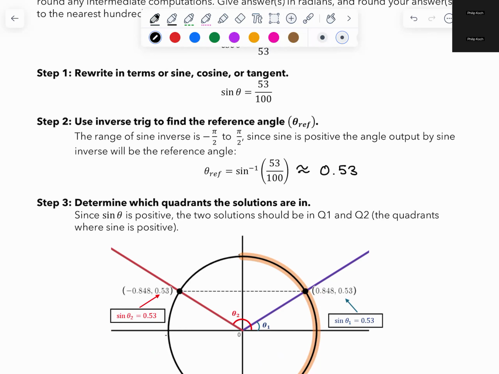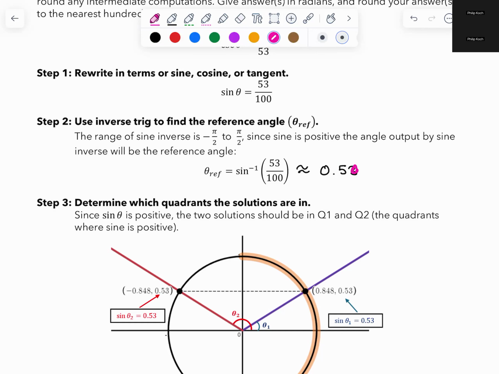Sorry, I want to change this to radians. Sine inverse of 53/100 is 0.55. Oh, no, it's not 0.53. I got too excited.